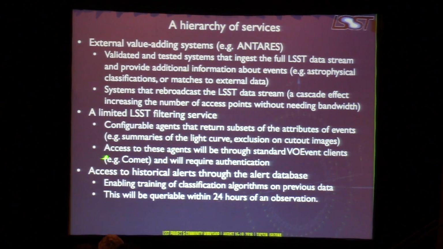The third access mechanism will be to the historical events. Now, historical events just means what's happened in the previous 24 hours. So within 24 hours, we will have an alert database that will have all of the events from the previous night. And so that will be queryable, and that will be an example of how you might want to go back if you're actually trying to learn how to train a machine learning algorithm for a particular classification.